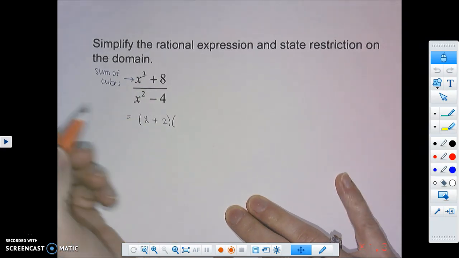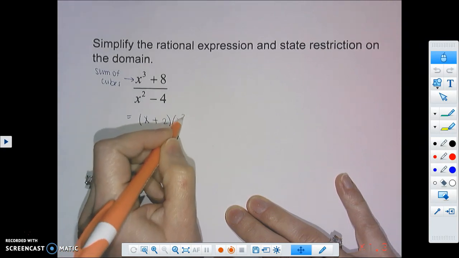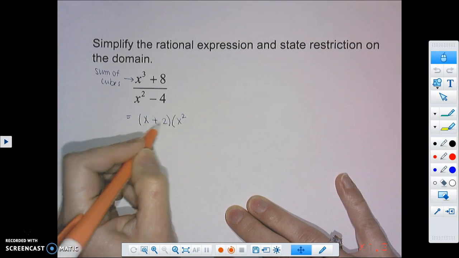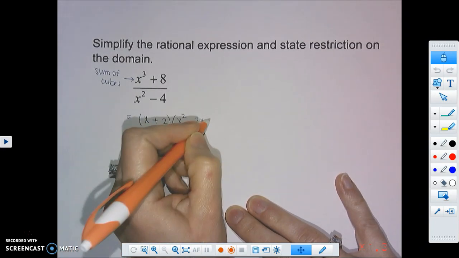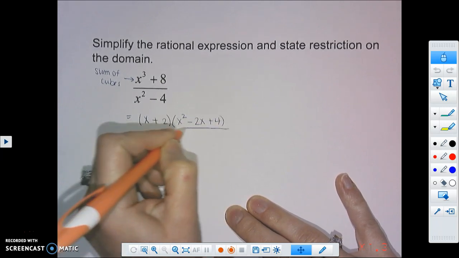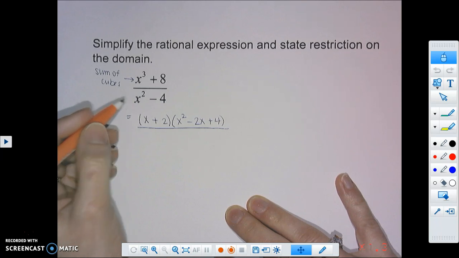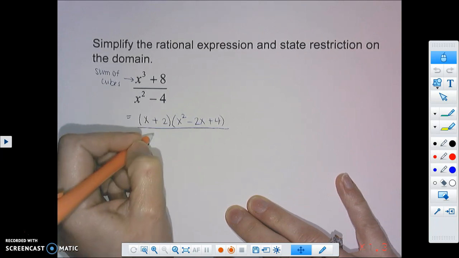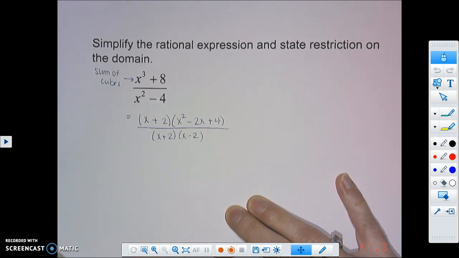In our bigger parenthesis, we square the first thing. That gives us x squared. We multiply the two things together and switch the sign, so minus 2x. And square the second thing, which would be plus 4. In the denominator, we have a difference of squares, and we've seen those way more often. So x squared minus 4 would factor into x plus 2 and x minus 2.